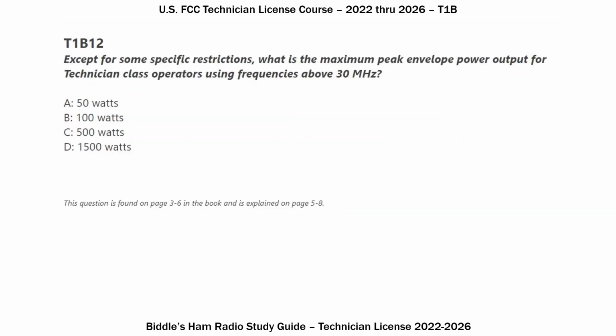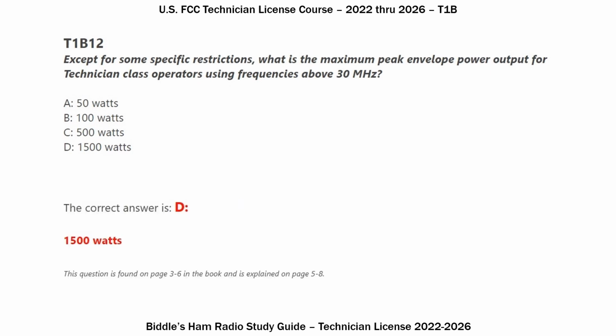Okay, question T1B12. Except for some specific restrictions, what is the maximum peak envelope power output for Technician class operators using frequencies above 30 megahertz? Now, we have actually already had a variation of this question. A, 50 watts, B, 100 watts, C, 500 watts, or D, 1500 watts. Our answer is D, 1500 watts.